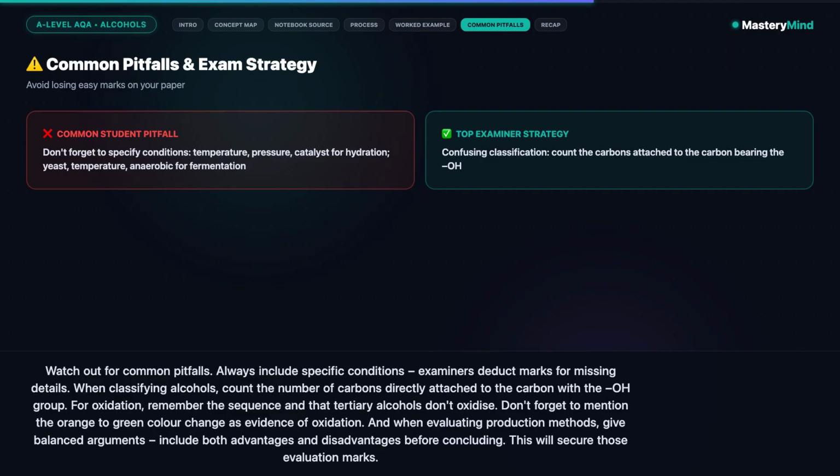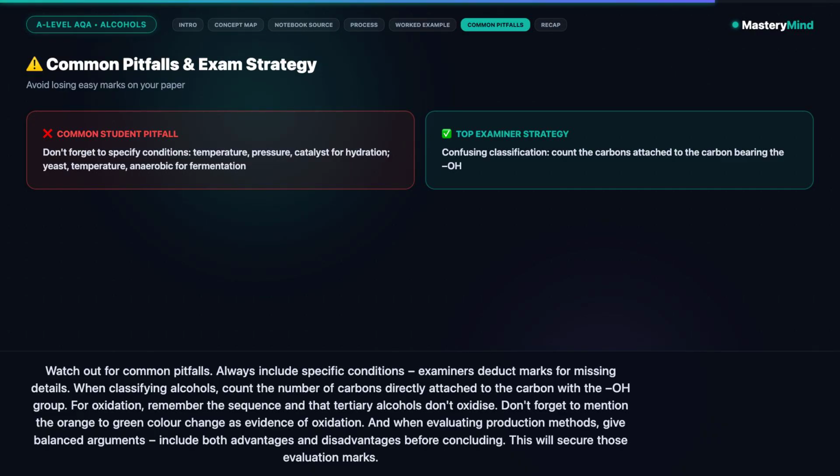Watch out for common pitfalls. Always include specific conditions. Examiners deduct marks for missing details. When classifying alcohols, count the number of carbons directly attached to the carbon with the hydroxyl group. For oxidation, remember the sequence and that tertiary alcohols don't oxidize. Don't forget to mention the orange to green color change as evidence of oxidation. And when evaluating production methods, give balanced arguments, include both advantages and disadvantages before concluding. This will secure those evaluation marks.